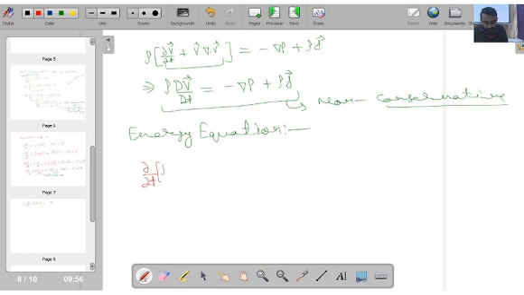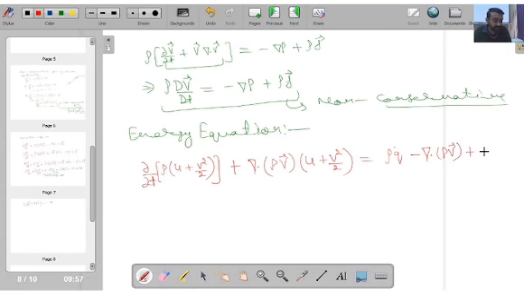Del by del t of rho times (U plus V square by 2), plus divergence of rho into V vector times (U plus V square by 2), equal to rho into Q dot, minus divergence of P into V vector, plus rho into F vector dot V vector. So this is the conservative form.